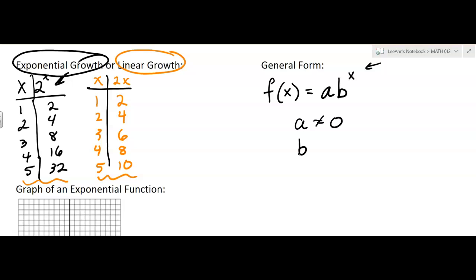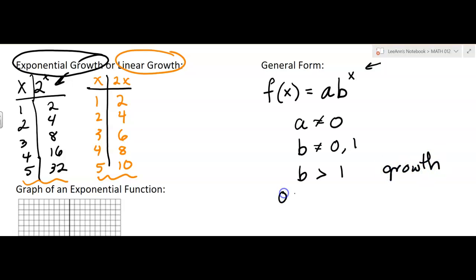It can't be 0, and it can't be 1. Because if it's 1, if you keep raising 1 to a power, it's just going to still be 1, okay? And then things happen. If b is greater than 1, then you're going to have a growth. Sorry, I wrote increase, but it's a growth model.